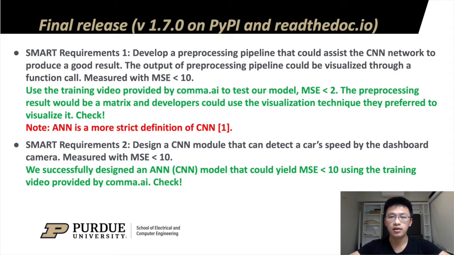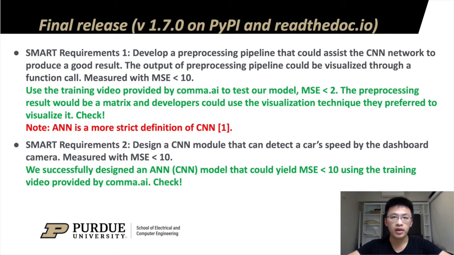Please note that in our documentation, we use the term artificial neural network, ANN, instead of convolutional neural network, CNN. ANN is a stricter definition than CNN. The main difference between ANN and CNN is that ANN requires each layer in the neural network to be fully connected, while CNN doesn't. So ANN is part of the CNN. So our first SMART requirement is done, is checked.